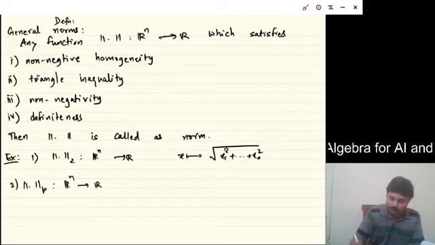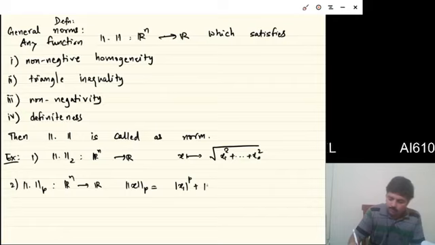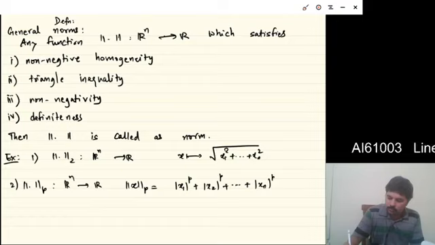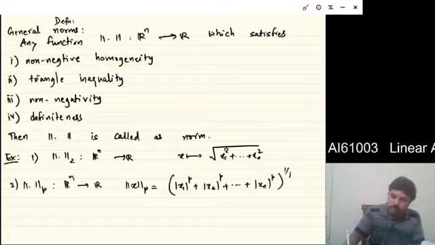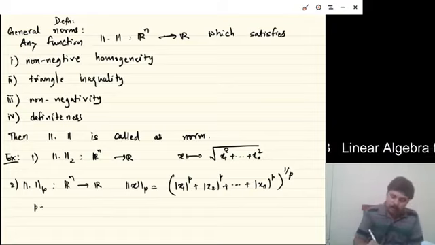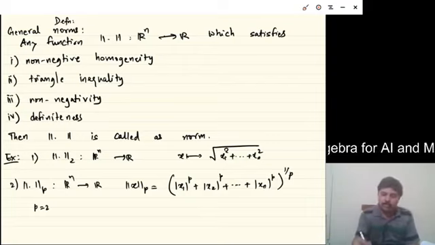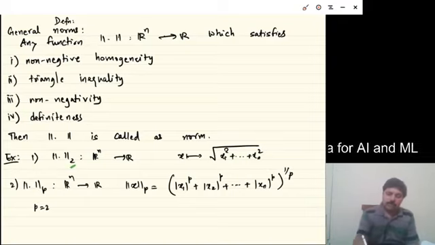So this is basically mod x1 to the power p, plus mod x2 to the power p, plus mod xn to the power p, the whole thing to the power 1 by p. That's the formula for p norm, and for p equal to 2, you get the norm that we were discussing so far in this class. So that's why I'm putting a sub 2 now. This sub 2 that I put here is a special case of this p norm.